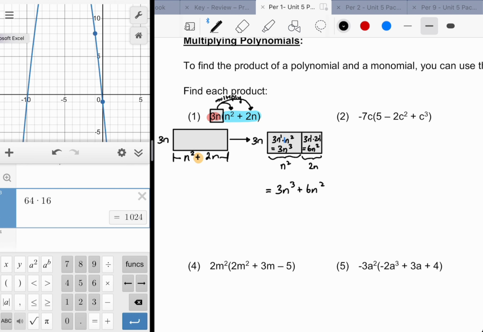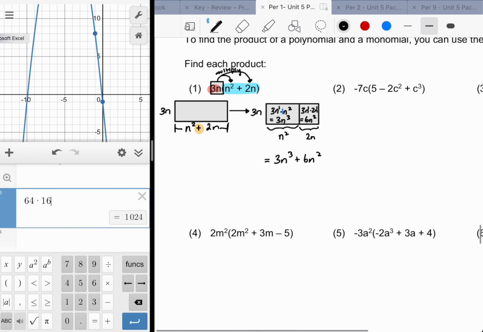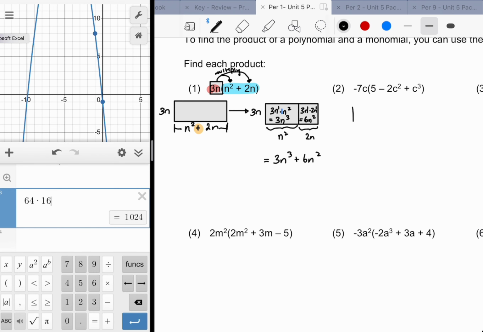But it's the theory behind it. It's why things work the way they do. Right? Skills are one thing, but understanding the why, that's important. All right. So for number 2, I'm basically going to carry out this process again.